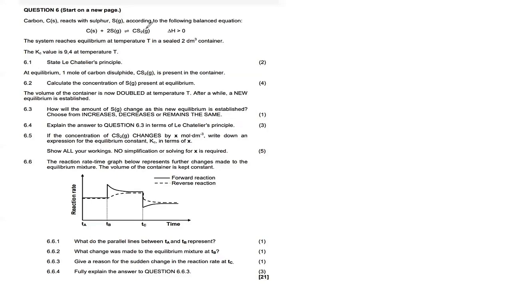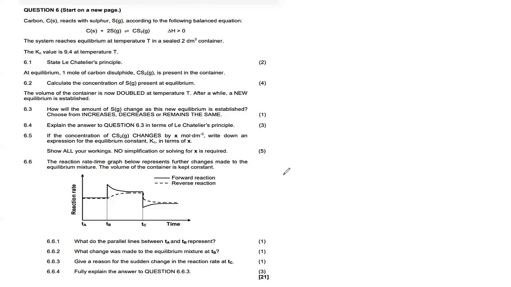Okay, so we have question 6, still on chemical equilibrium. It says carbon in solid state reacts with sulfur in gaseous state according to the following balanced equation. So we can see the balanced equation, and our enthalpy change is greater than 0, indicating that this is an endothermic reaction. Now the system reaches equilibrium at temperature T in a sealed 2 dm³ container. The Kc value is 9.4 at temperature T.